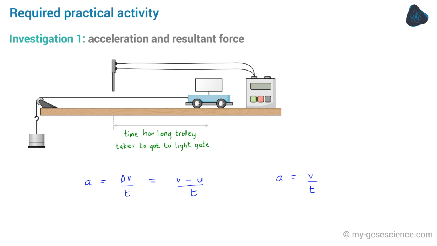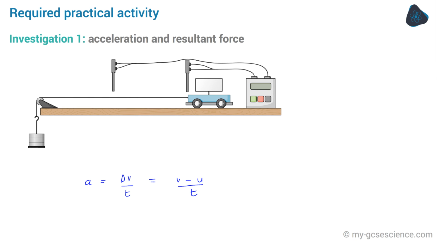This isn't the only way in which this experiment can be carried out. If you have two light gates connected to a data logger, you can measure the acceleration of the trolley directly. With this setup, the data logger measures the velocities of the trolley at each light gate, u and v, and the time it takes for the trolley to travel between them, before again using a equals v minus u over t, the change in velocity divided by the time taken, to work out the acceleration of the trolley.